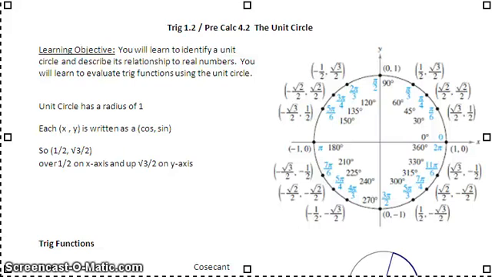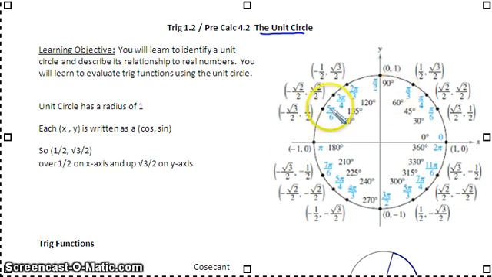This video will cover Pre-Calc Notes 4.2 and Trig Notes 1.2. The topic for this video is the unit circle, and the unit circle is really important to us in both Trig class and Pre-Calc class. So here's what the unit circle looks like.